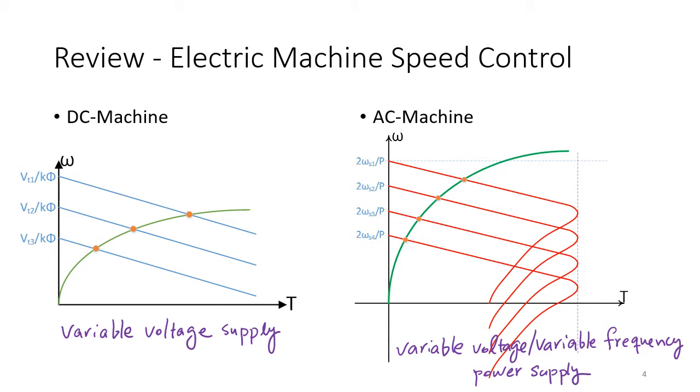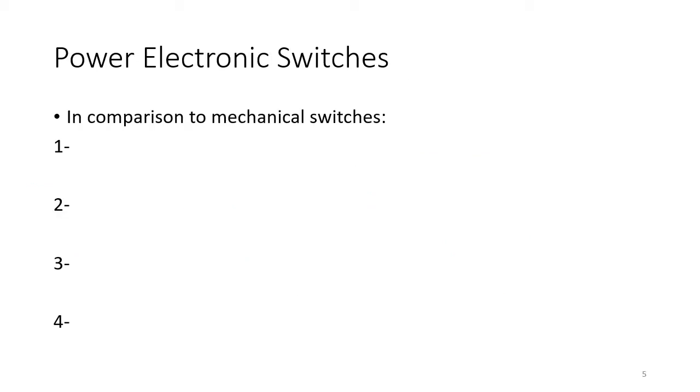But to construct, to build such power supplies, we need to use what we call power electronic switches. Power electronic switches are in contrast to mechanical switches. Mechanical switches really have some kind of motors that try to disconnect or connect two parts of the circuit. But the power electronic switches are solid state, a newer technology based on solid state circuits, and they are better in many different aspects.